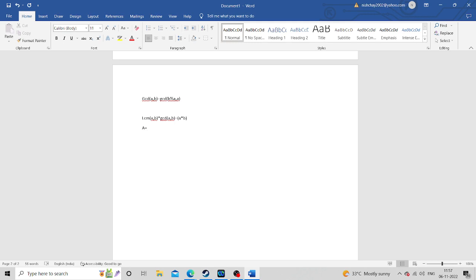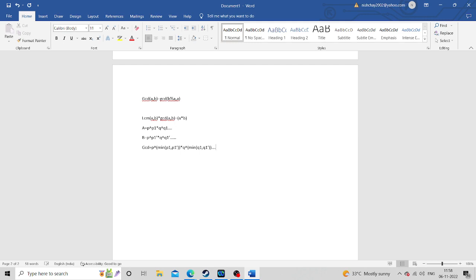So we write A to be equal to P to the power P1 into Q to the power Q1 and so on. Similarly, we write B to be equal to P to the power P1 dash and Q to the power Q1 dash and so on. Then GCD would be equal to P to the power minimum of P1 comma P1 dash times Q to the power minimum of Q1 comma Q1 dash.